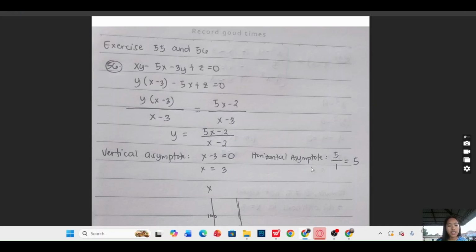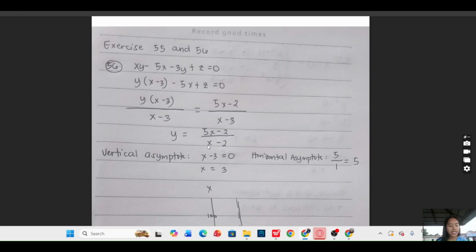So as you can see, we are given xy minus 5x minus 3y plus z is equal to 0. Then y times (x minus 3) minus 5x plus z is equal to 0. So if we solve this one, we will have y is equal to (5x minus 2) over (x minus 3). I'm sorry, this is not 2, but rather it is 3. So that is (5x minus 3) over (x minus 3).